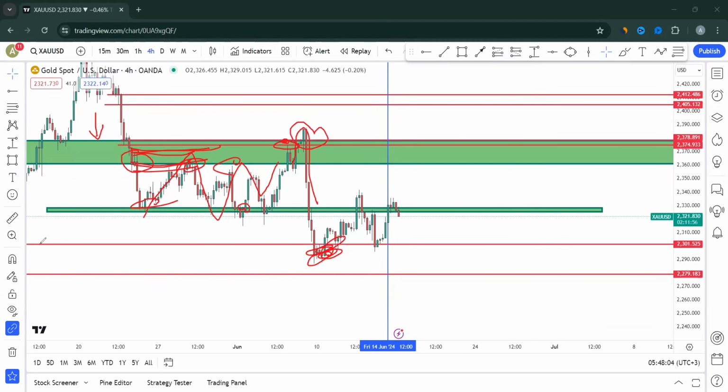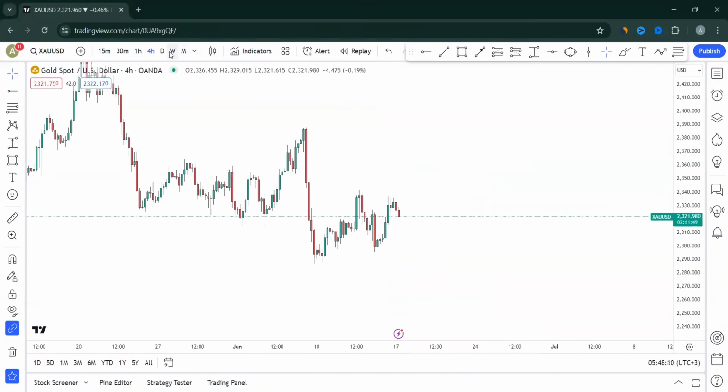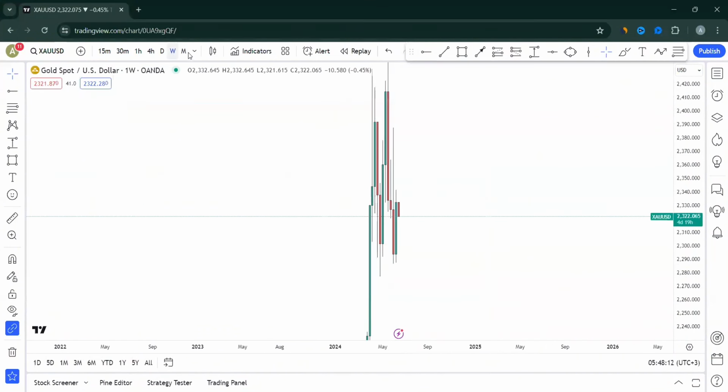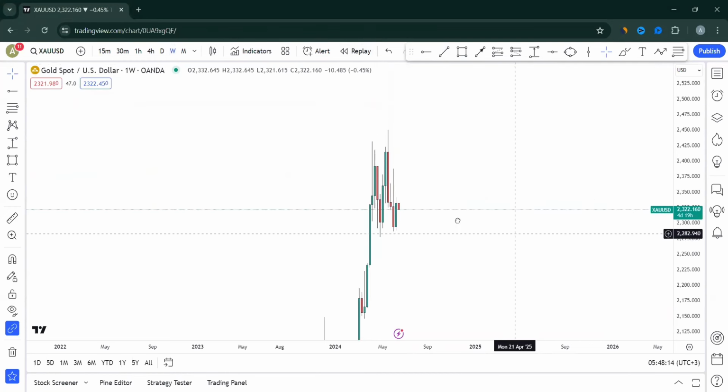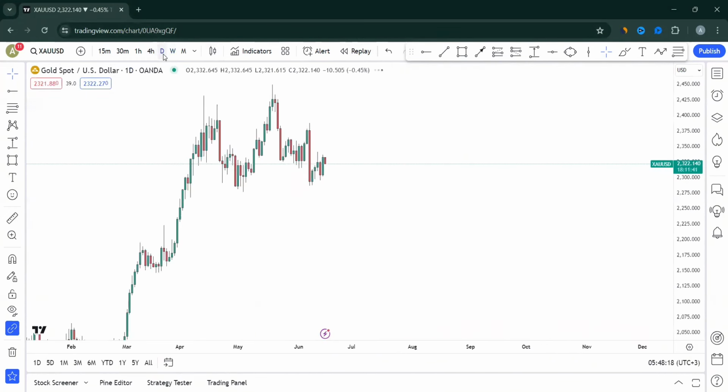So now what next for those who trade gold? Allow me to clear this, right? So what next for those who trade gold? I'm not going to do the whole top-down analysis, because it's still the same. The impulse of weekly is still the same. So I'm just going to do from daily, right?